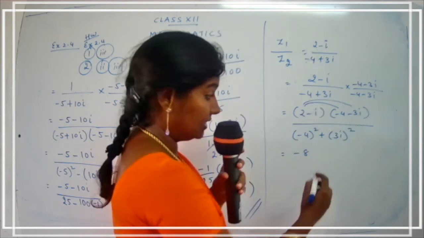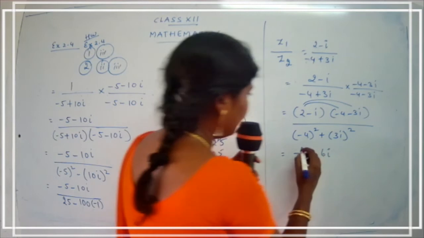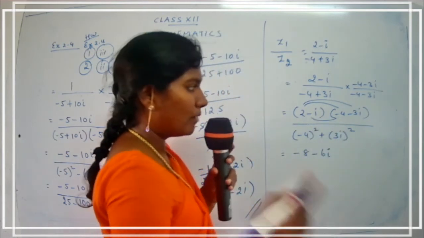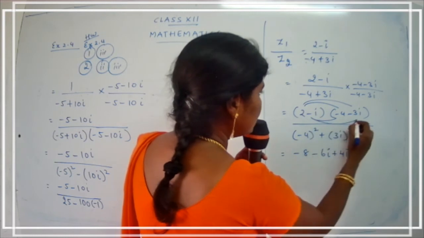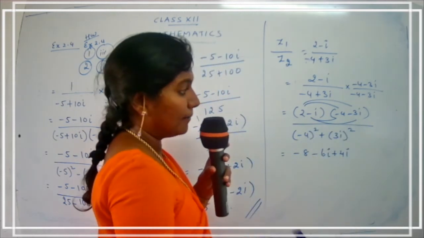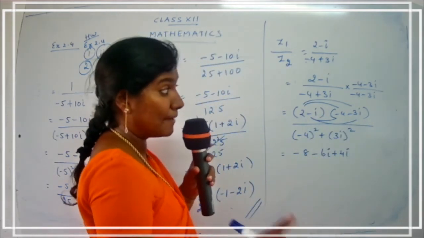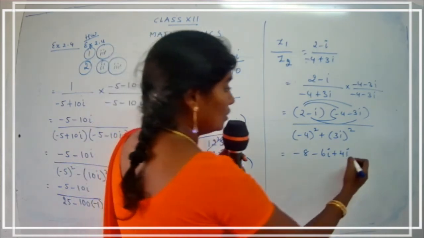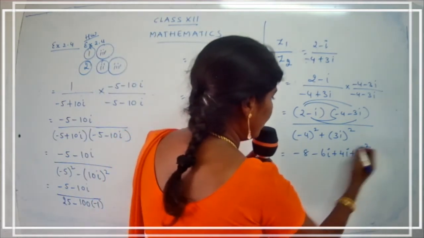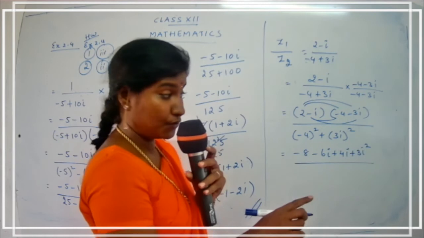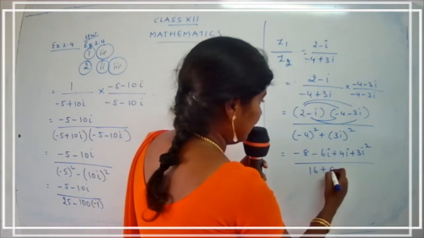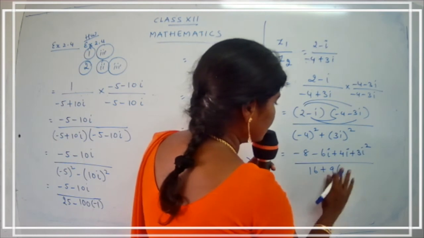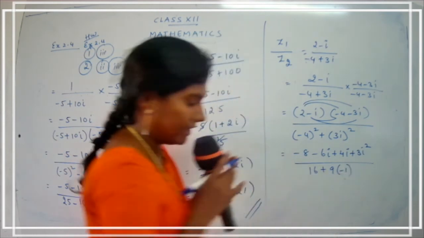2 into minus 3i is minus 6i. Minus i into minus 4 is plus 4i. Minus i into minus 3i, minus minus plus, so plus 3i square. Minus 4 square is 16 plus 9i square. That is, I'll write here directly 9 minus 1.